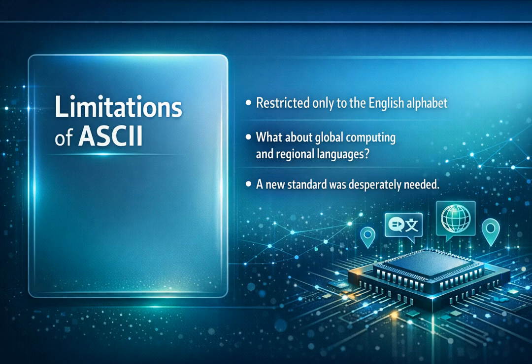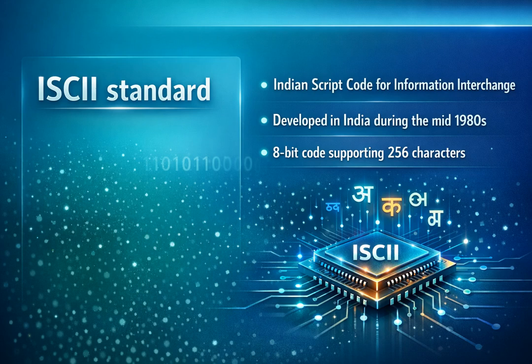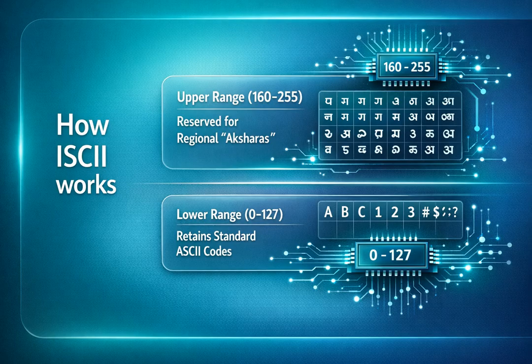But what about global computing? ASCII famously lacked the memory addresses to support massive international character sets, severely limiting non-English developers. In response, India developed ISCII in the 1980s. Leveraging an expanded 8-bit architecture, this Indian script format allowed 256 unique regional script characters to process accurately. ISCII cleverly retains the original 128 ASCII codes at the bottom for normal English functionality, while reserving the upper half strictly for linguistic regional symbols known as aksharas.